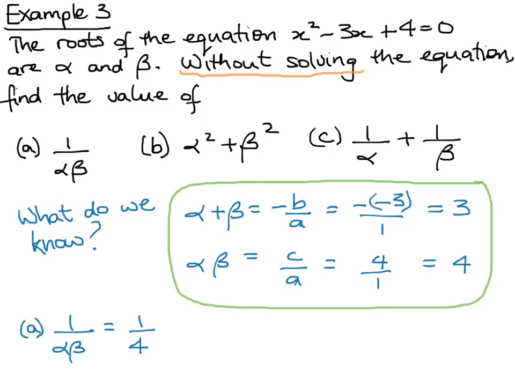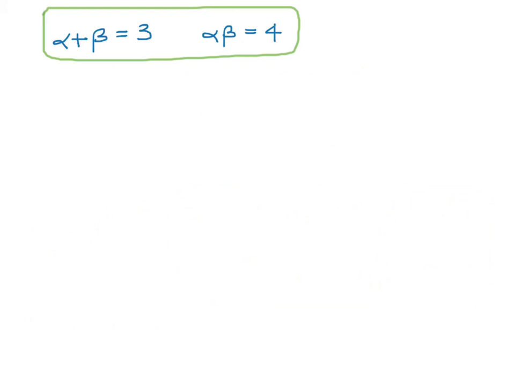1 over alpha beta, well, that's pretty straightforward because we know that alpha beta is 4, so 1 over alpha beta is simply 1 over 4. So let's just carry forward what we know. Alpha plus beta is equal to 3 and alpha beta is 4. Part B asks for alpha squared plus beta squared.